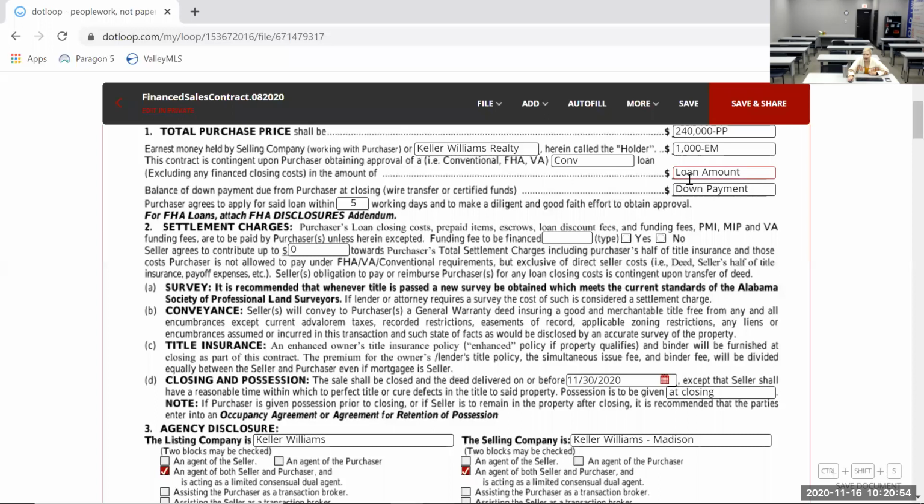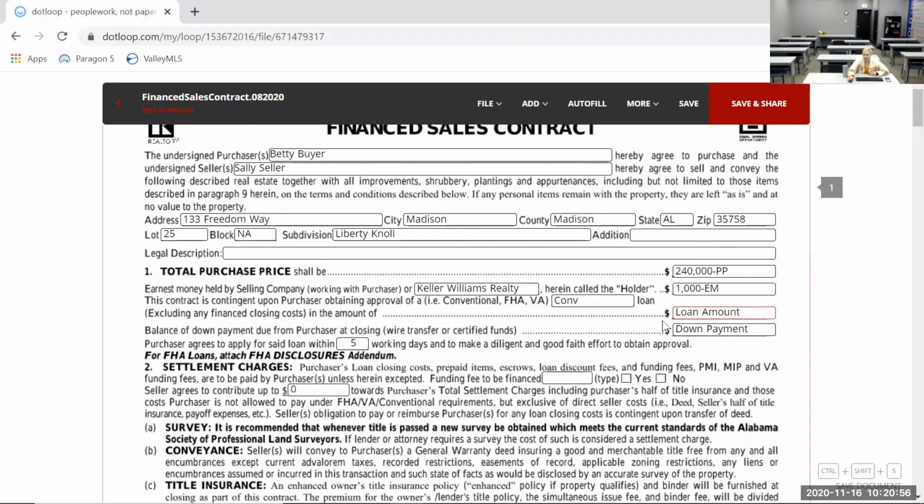The third line down is the loan amount. I always thought this was backwards because it feels like you should have the down payment before you have the loan amount, but that's not the way this is written. The third line down is just the loan amount. So whatever the loan amount is, that's what you put. If they're putting 10% down, you take that loan amount, put it there. If they're putting 3% down, same thing, you just put it there.